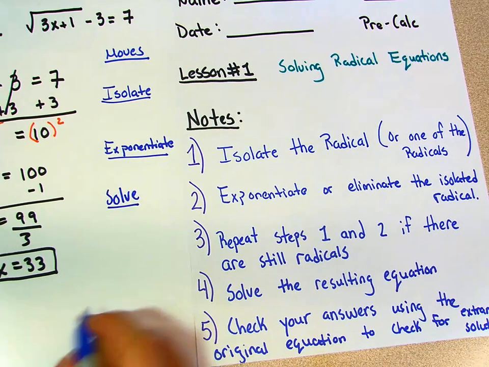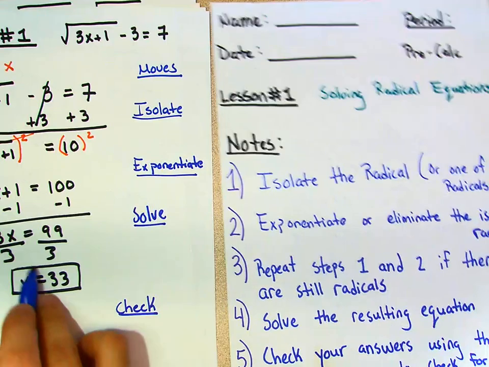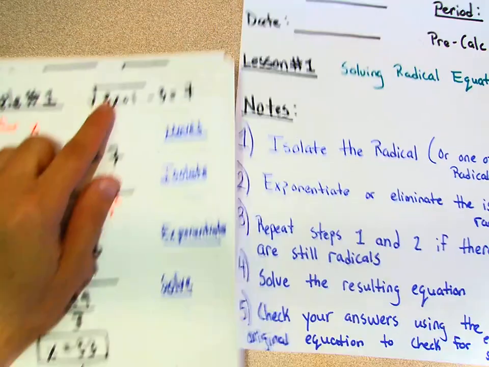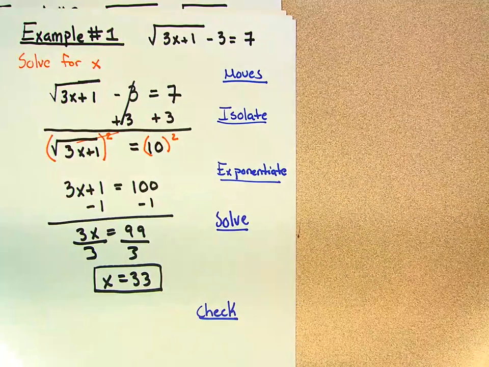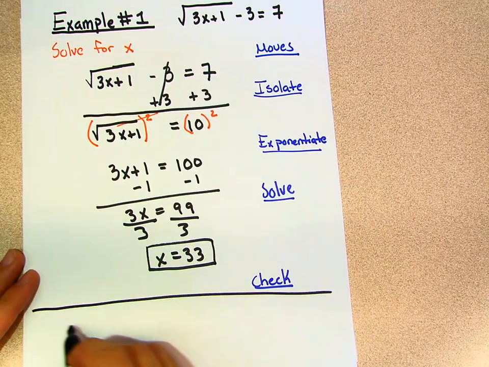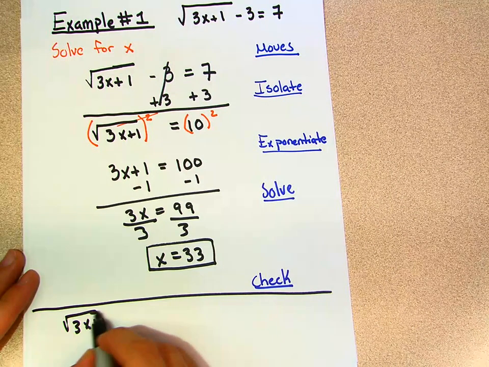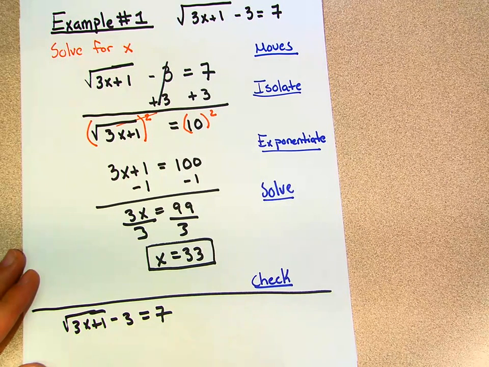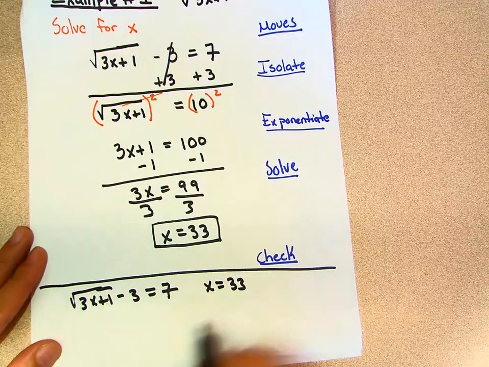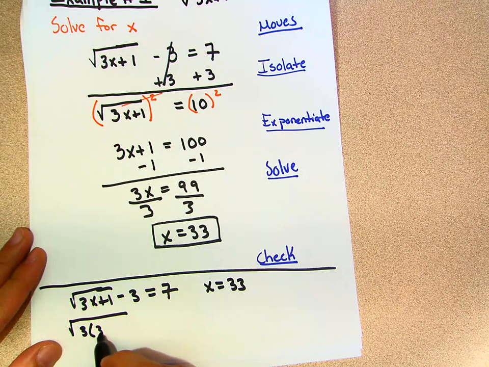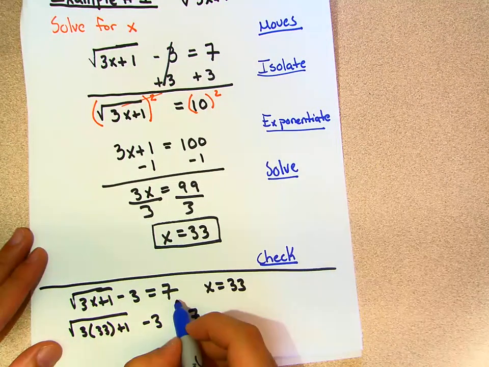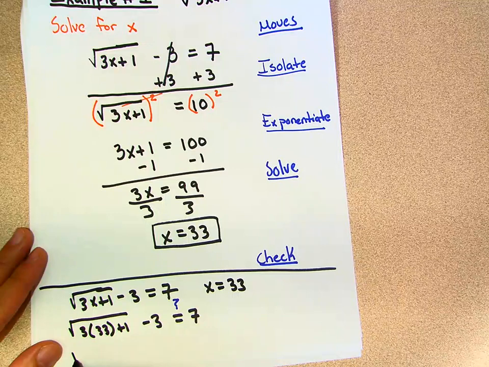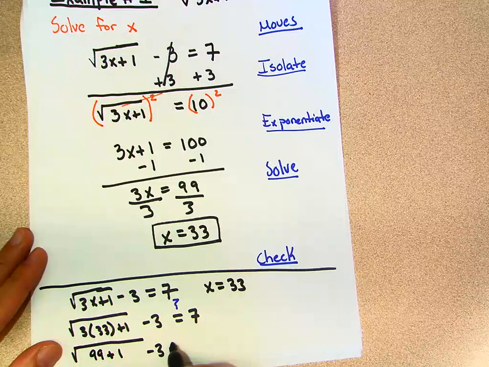Let's see. So now we have to check. What do we do with this x equals 33? We have to plug in this x equals 33. We've got to plug into this one. So here, let's check it. If I have square root of 3x plus 1 minus 3, does this equal 7? Well, x equals what? 33, right? So square root of 3 times 33 plus 1 minus 3, does it equal 7? Question mark, right? We're trying to check it. Well, let's see. What's 3 times 33? This is 99 plus 1 minus 3 equals 7.